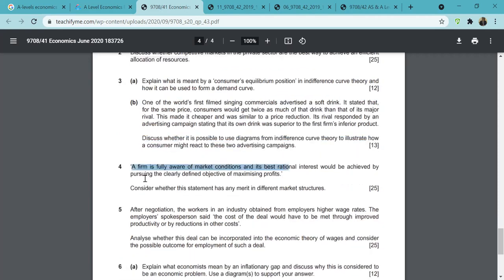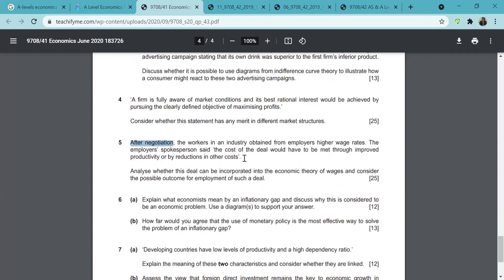Then question 4 is saying a firm is fully aware of market conditions and its best rational interest would be achieved by pursuing the clearly defined objective of maximizing profits. Consider whether the statement has any merits in different market structures. After negotiation, the workers in an industry obtained higher wage rates from employers. The employer spokesperson said that the cost of the deal would have to be met through improved productivity or reduction in other costs. Analyze whether this deal can be incorporated into the economic theory of wages and consider the possible outcome for employment of such a deal.